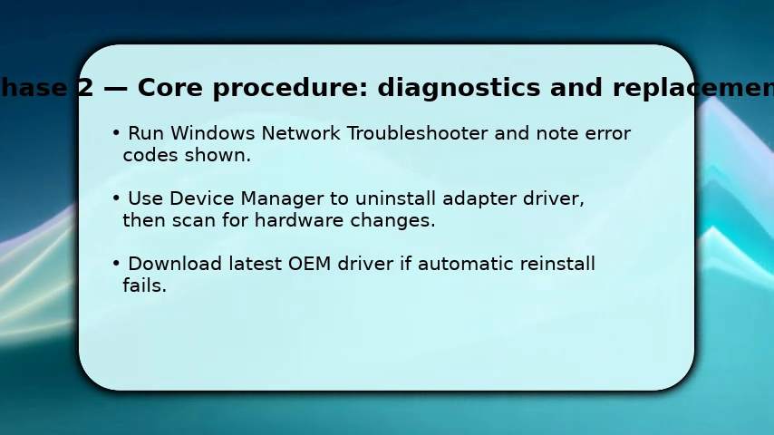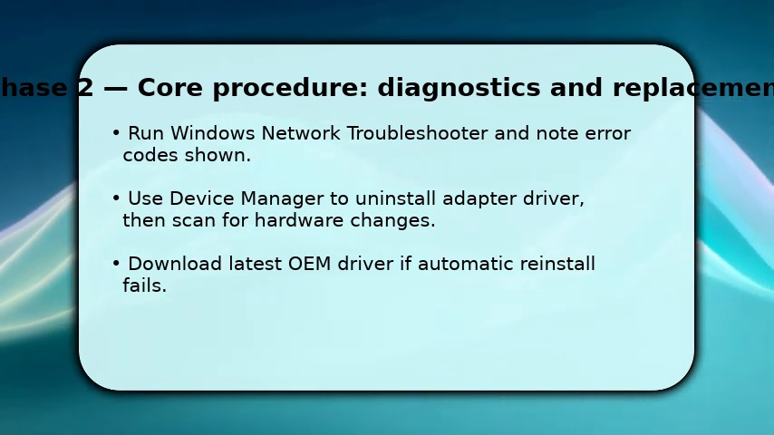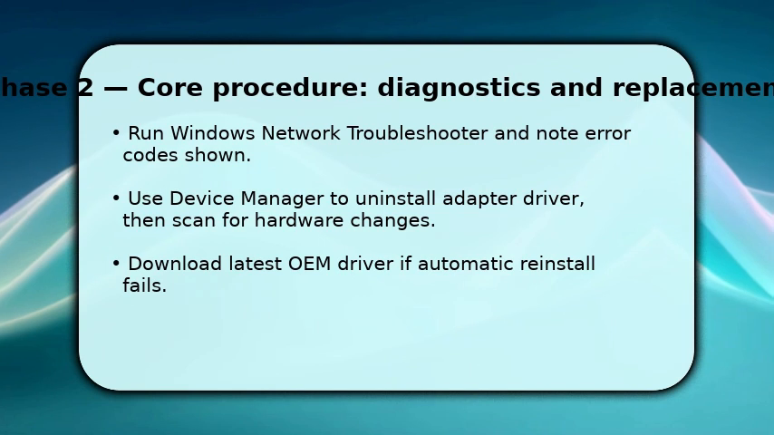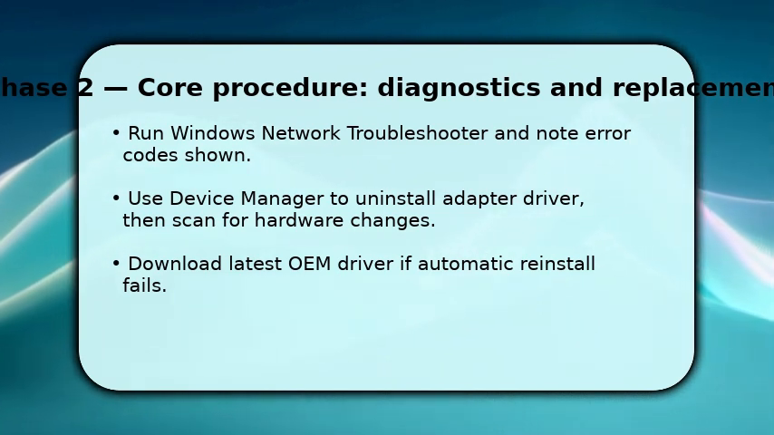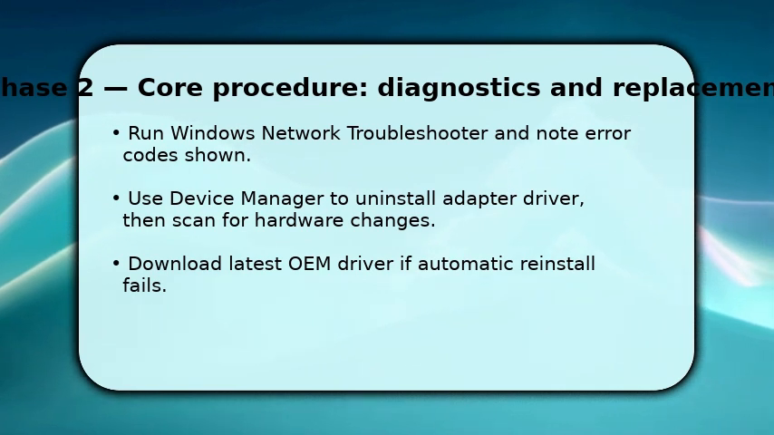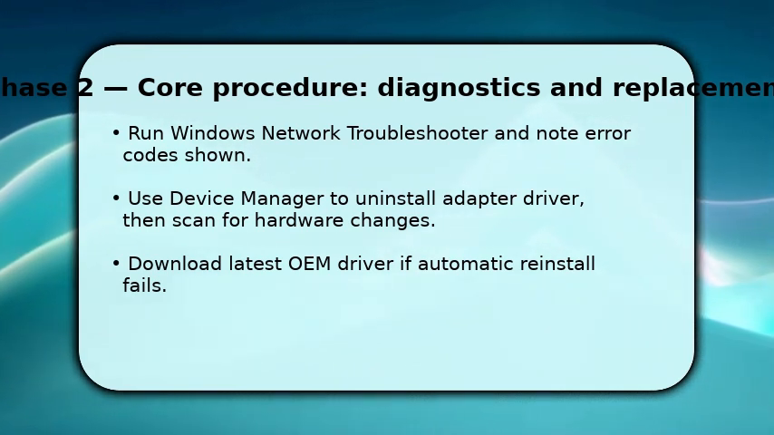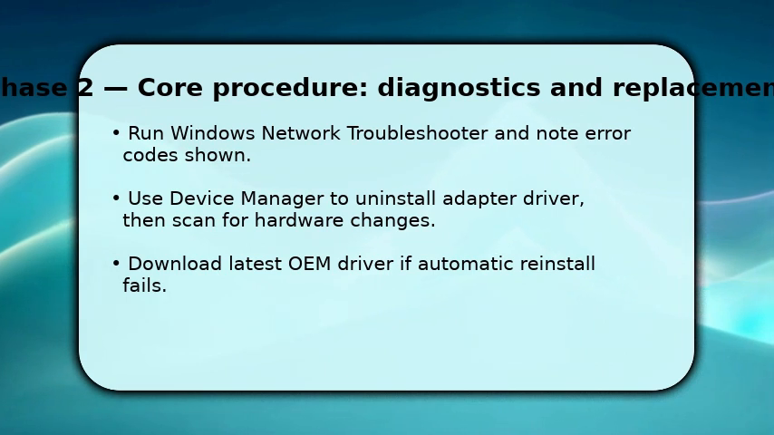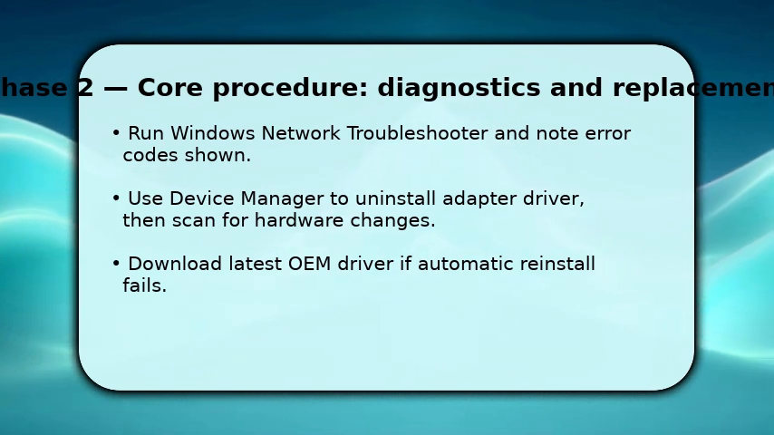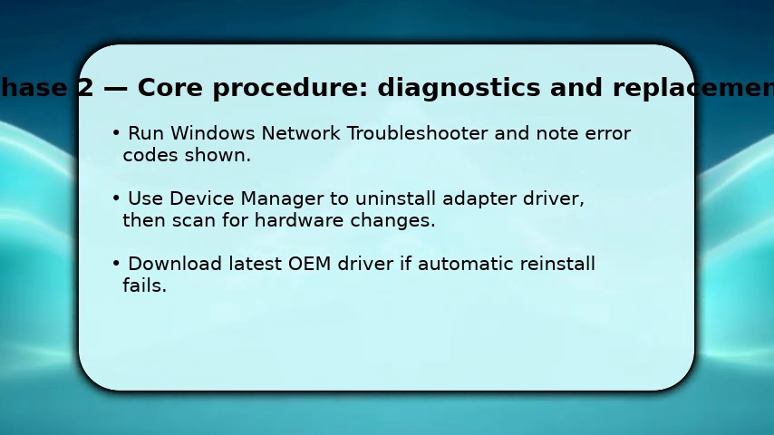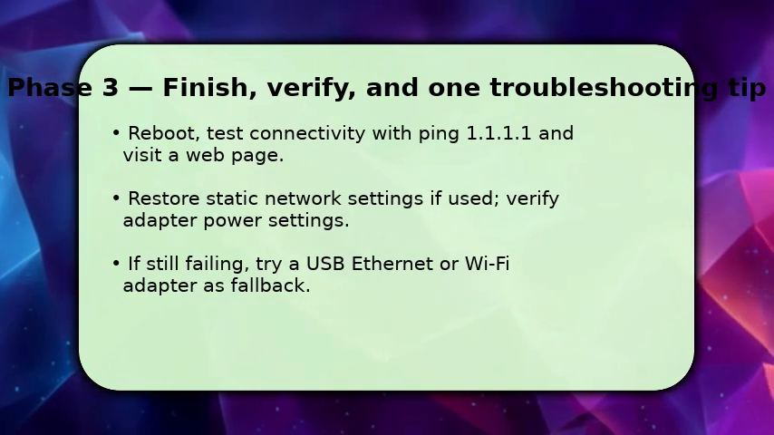Right-click the adapter, uninstall the driver, and immediately choose Scan for hardware changes so Windows attempts a fresh install. If Windows installs a generic or outdated driver, make sure to download the latest driver from the PC maker, not a third-party site, and install it. This resolves mismatched drivers that often cause intermittent connectivity. After drivers install, reboot the PC to finalize changes.